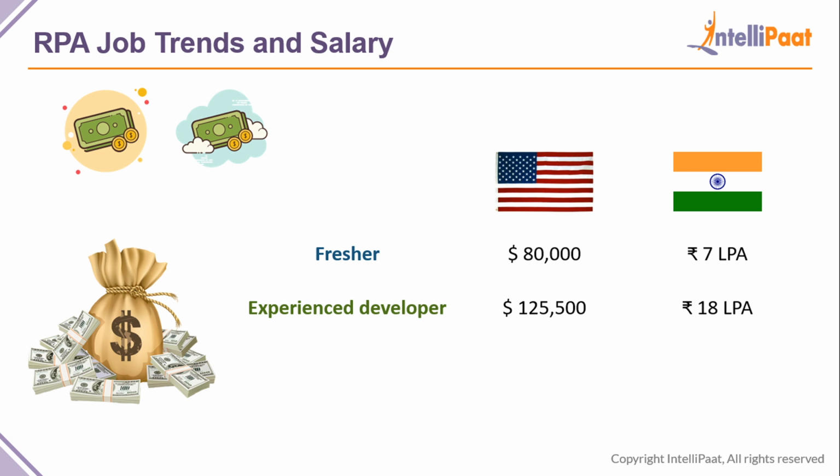And if you are working in a USA-based organization, or you are working in the USA, for a fresher, you are looking at a salary of around $80,000. And for an experienced developer, you are looking at a figure of around $125,500. That is again a huge number, and there are a lot of jobs which offer this.